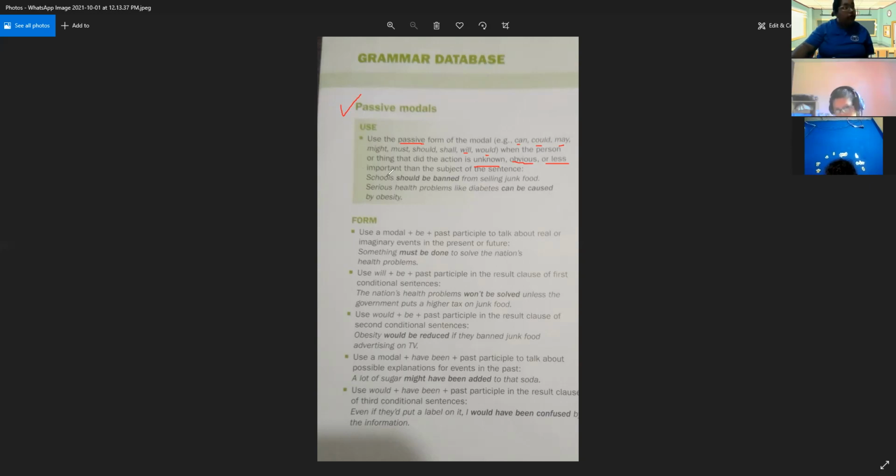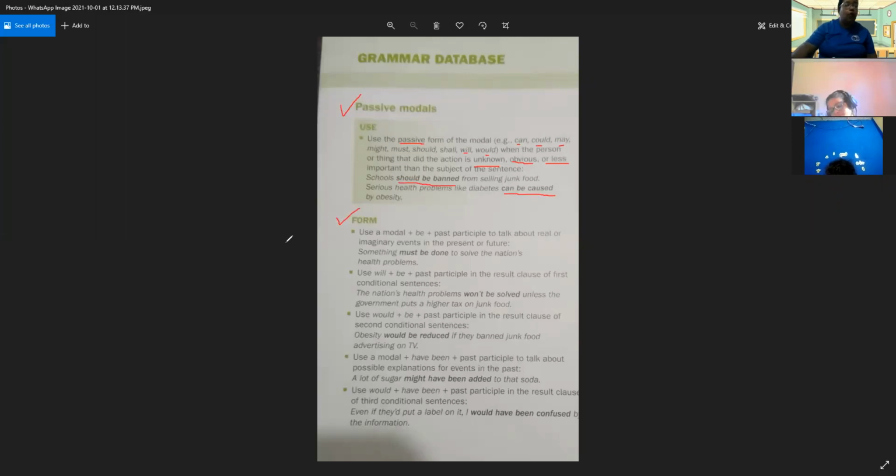¿Ok? Entonces aquí vemos algunos ejemplos. Schools should be banned from selling junk food. Aquí en este caso tenemos el passive modal. And serious health problems like diabetes can be caused by obesity. Okay, here we have the passive modal. Now we're going to talk about the form. Use a modal plus be plus past participle to talk about real or imaginary events in the present or future. For example, something must be done to solve the nation's health problems.